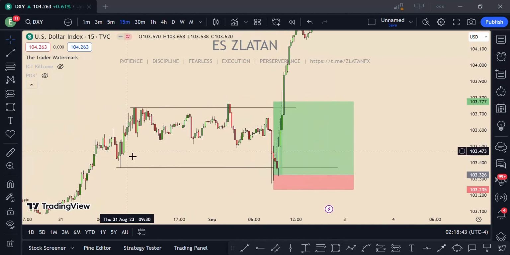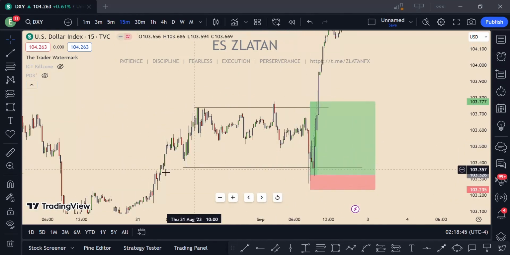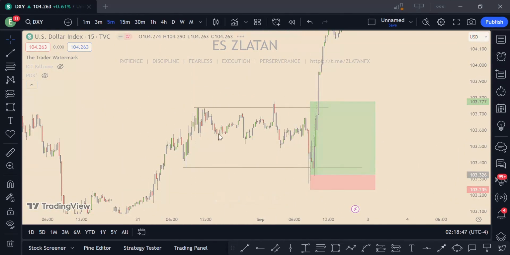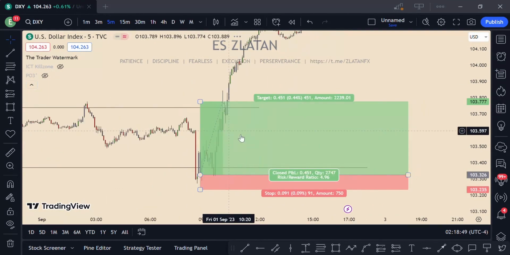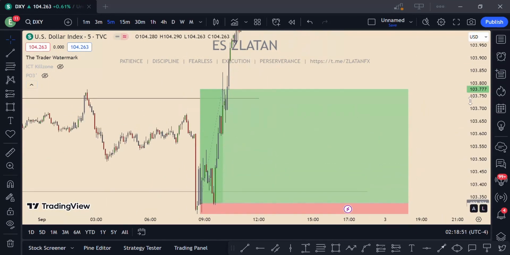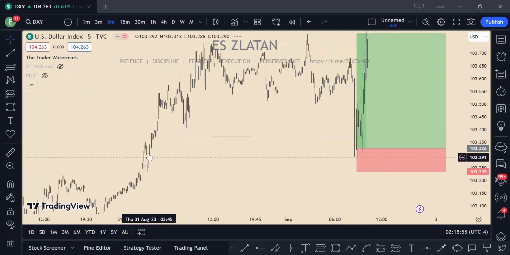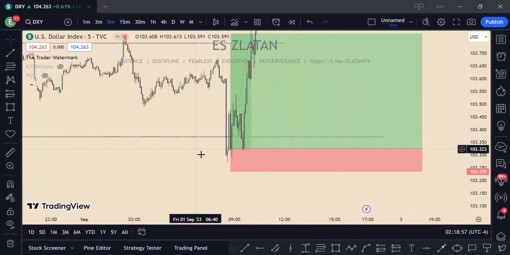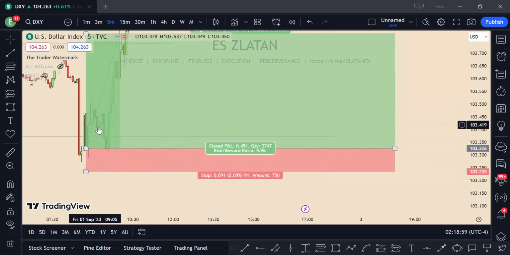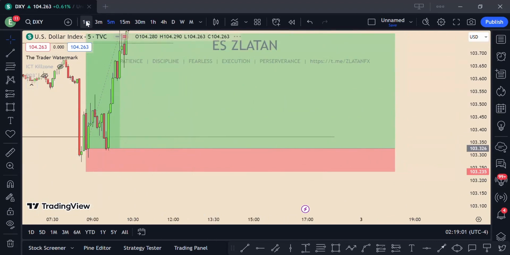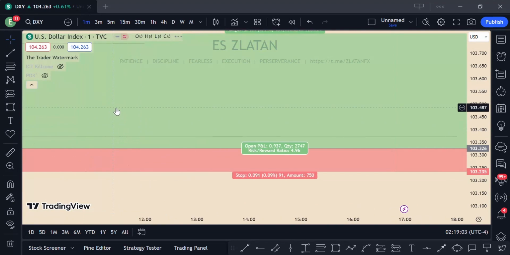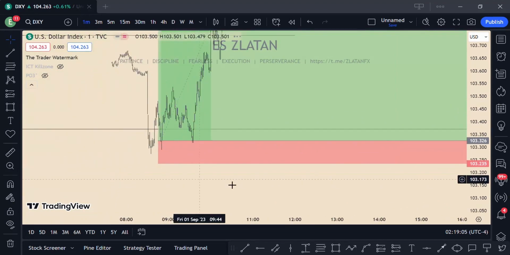So if you are using the 5 minutes also, you could easily do the same. Look for the PD array right here. Let me say you entered late in the 1 minute, folks.